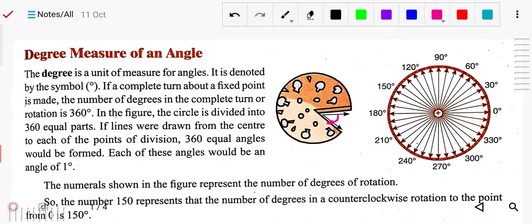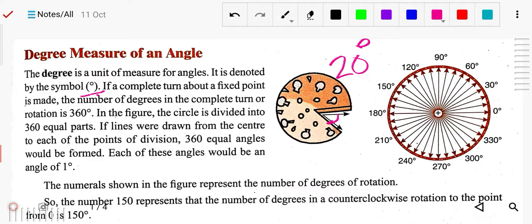So as we know, the denotation is a small point like this. A small point, like a small zero. Here you can see this small zero is a type of symbol. This symbol is the denotation for the degree.